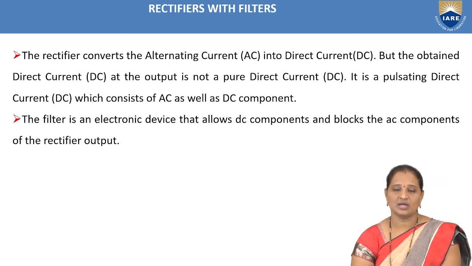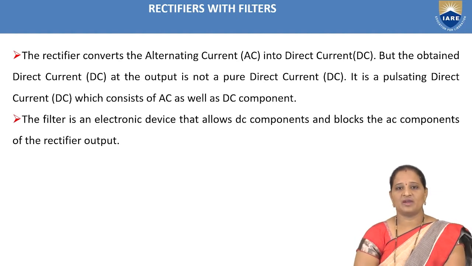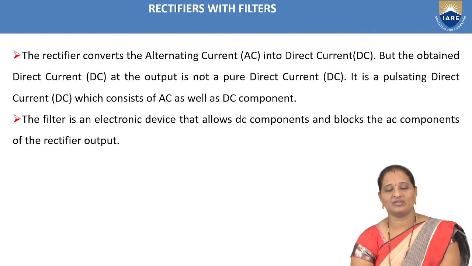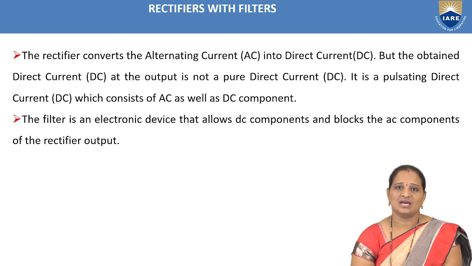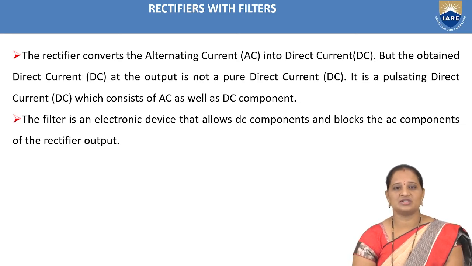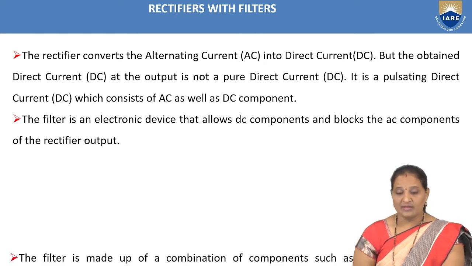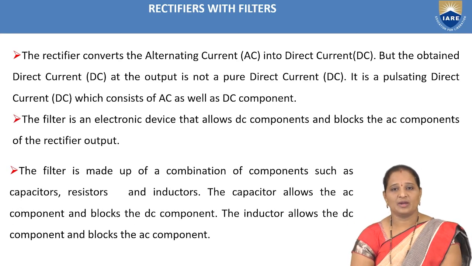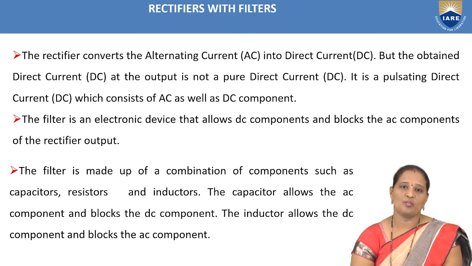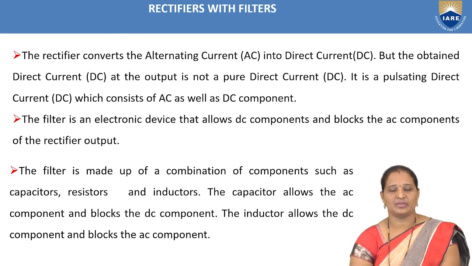So we use at the output of the rectifier another circuit, which is a filter. A filter is an electronic circuit which is used to remove the AC components present in the output of the rectifier. Here the filter can be constructed by a combination of components such as resistors, capacitors and inductors.